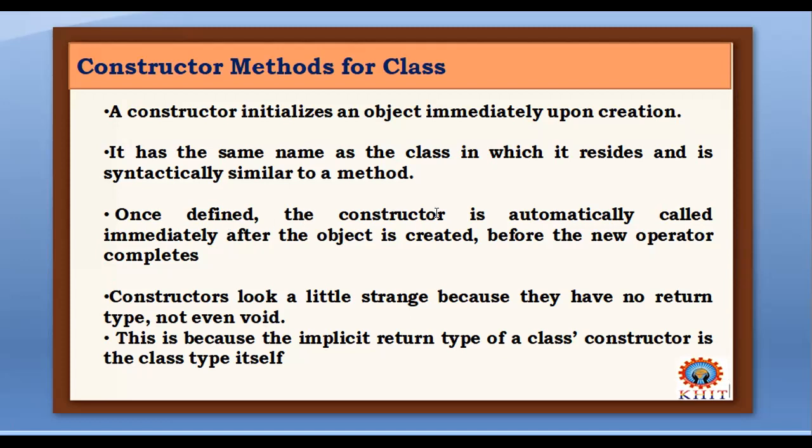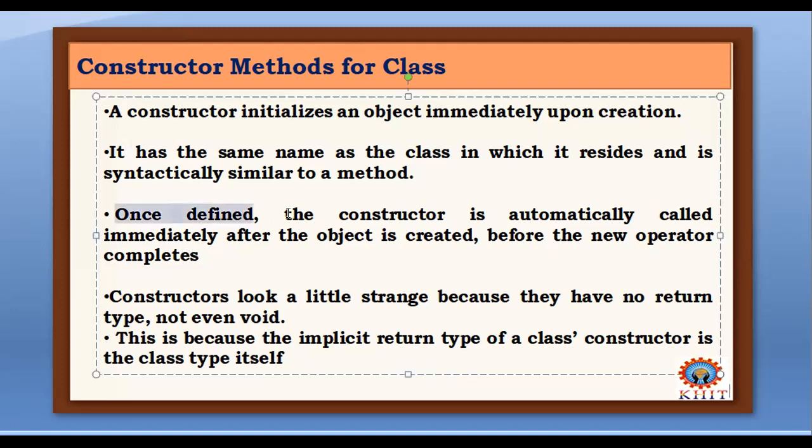So once the constructor is defined, it is automatically called immediately after the object is created, before the new operator completes. So when we create an object, the constructor is called automatically. If we write a separate constructor and call it, well and good. Otherwise, if you don't write a constructor, then when you create an object, Java will create a constructor by default. You need to observe that.